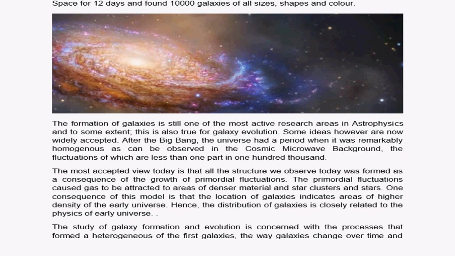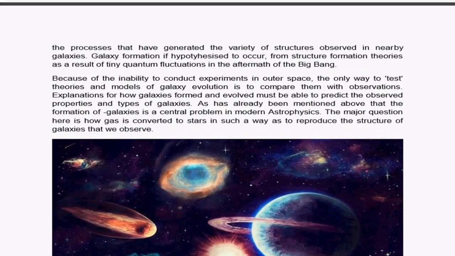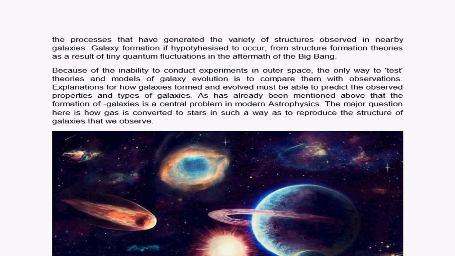The study of galaxy formation and evolution is concerned with the process that formed the heterogeneous first galaxies, the way galaxies change over time, and the process that has generated the variety of structure observed in nearby galaxies. Galaxy formation is hypothesized to occur from structure formation theories, as a result of tiny quantum fluctuations in the aftermath of the Big Bang. Because of the inability to conduct experiments in outer space, the only way to test theories and models of galaxy evolution is to compare them with observations.